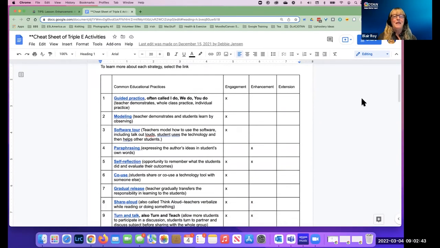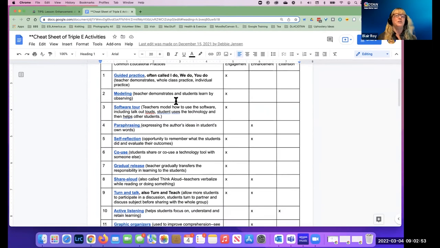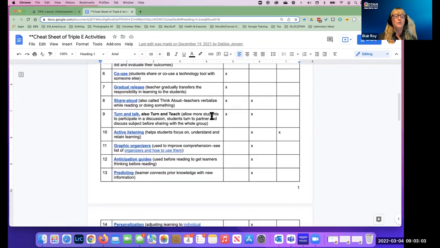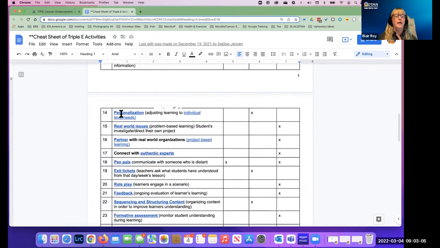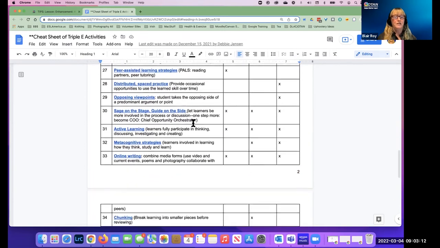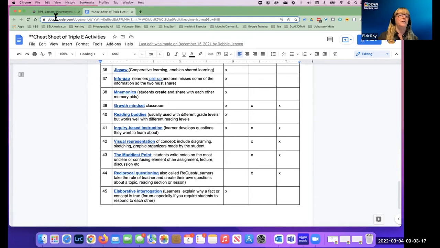So what we did is we go through and we have all of these different things that you heard the presenters actually talk about, some of the different educational practices. And then Debbie organized it into engagement, enhancement and extension. So you've got this wonderful sheet that you can go through, and each of the links takes you out to other places to give you more information on those. If anybody's interested in this, you'll have an opportunity to download it towards the end.